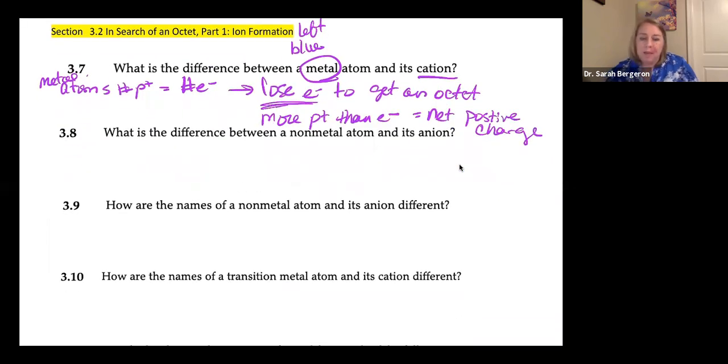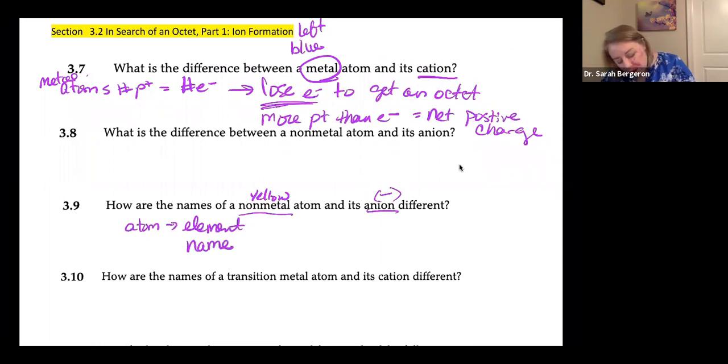How are the names of a non-metal atom and its anion different? Okay, well, a non-metal, this is the yellow. And so remember, an anion tells you that it's negative. So how is it different? If you're going to be an atom, you're just going to say the element name. But if you are an anion, you're going to be the element and you're going to end it in -ide. So fluoride, sulfide, anything that ends in -ide. Okay.